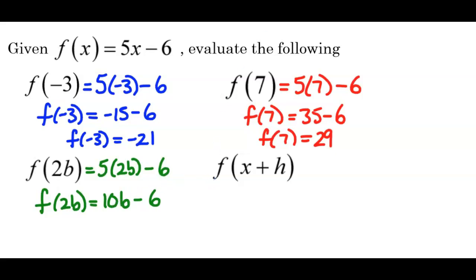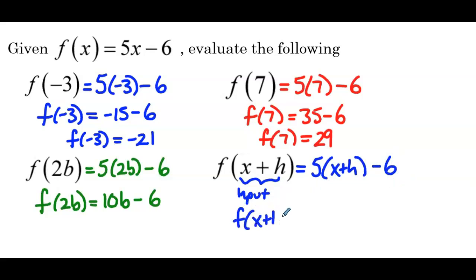So turning our attention to the next example, f of x plus h. This looks even more complex because not only is there a variable, but it's a binomial, x plus h. Again, we proceed exactly the same way. So our input is x plus h. Right? So this whole piece is our input. So we're going to replace x in our function with the quantity x plus h. So 5 times x plus h minus 6.